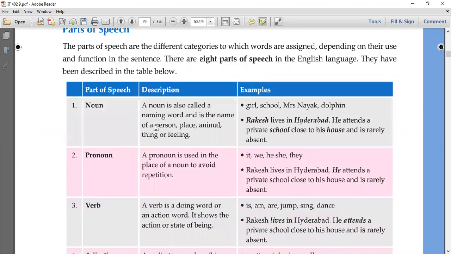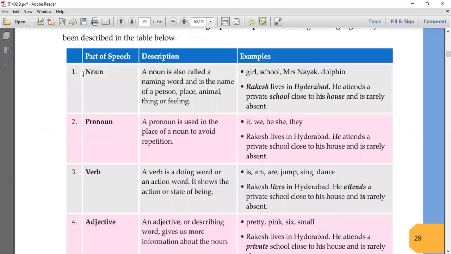Parts of speech. There are 8 different parts of speech. Noun, we know. A noun is a naming word which names a person, place, animal, thing, or feeling. Pronouns are the ones which are used in place of nouns. Right? Just like, Rakesh lives in Hyderabad. He attends a private school. So "he" here is the pronoun which is used in place of Rakesh.